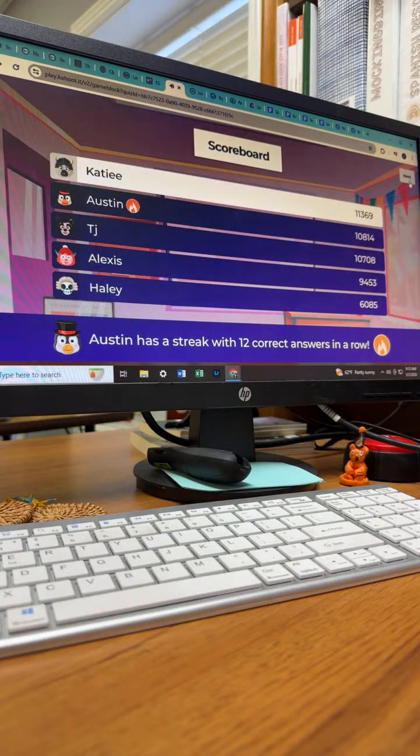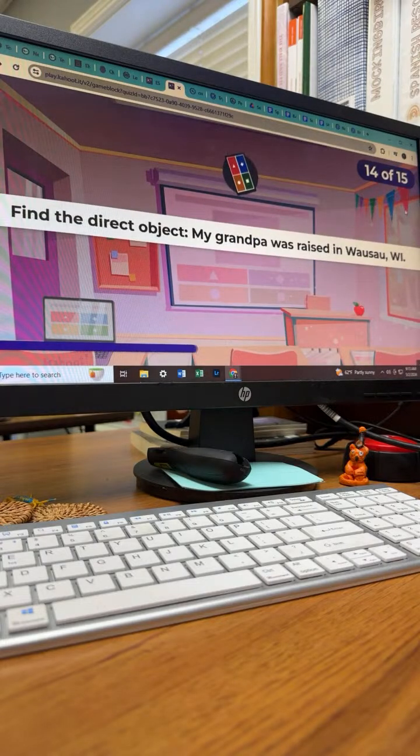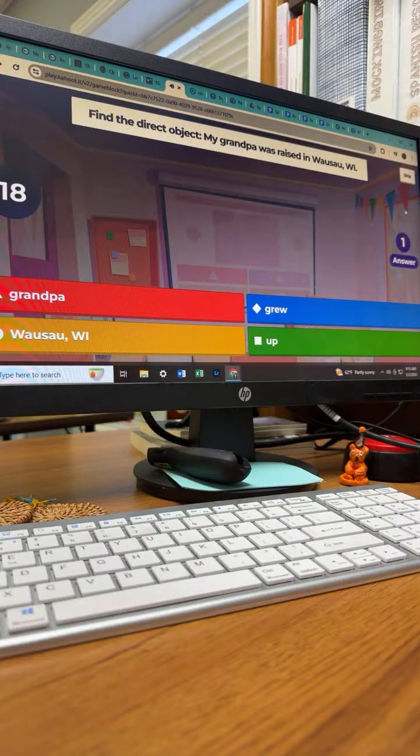Austin's on a streak. So I gotta stop watching news. It's like no area code for Tennessee. My grandpa was raised in Wausau, Wisconsin. Wausau. We're from the South. Oh, I misclicked.